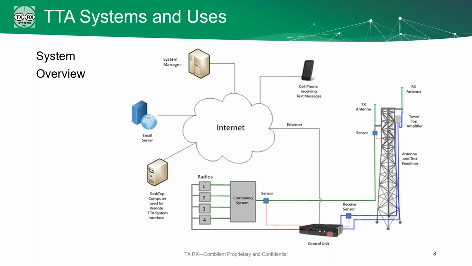Now, this control unit also has some internet Ethernet links to it. This means that it can send you alerts through the internet to either your desktop computer, your email, whatever system manager you're using, or even your cell phone if it has to. That means that you can monitor your equipment without ever even being on site.